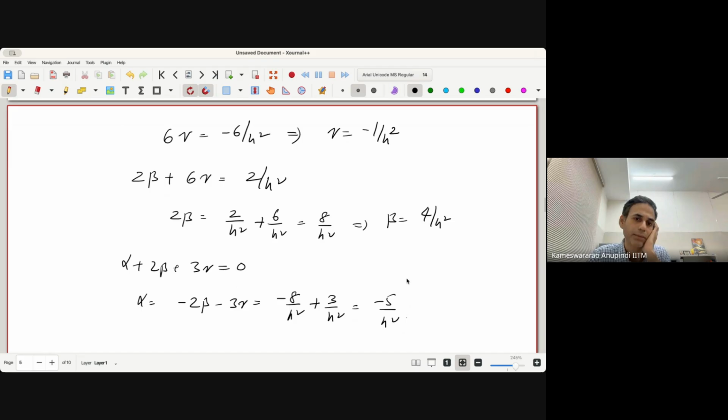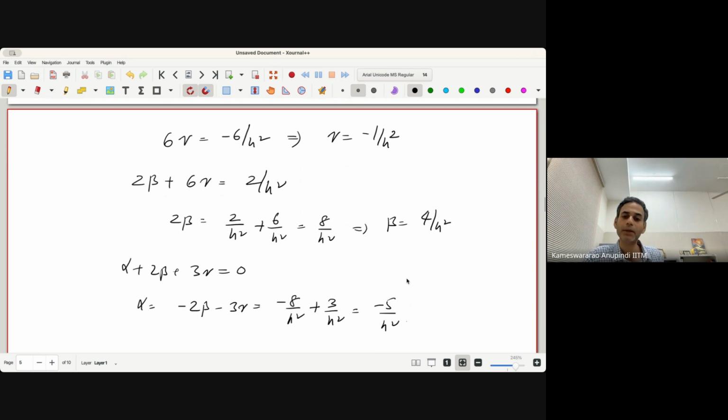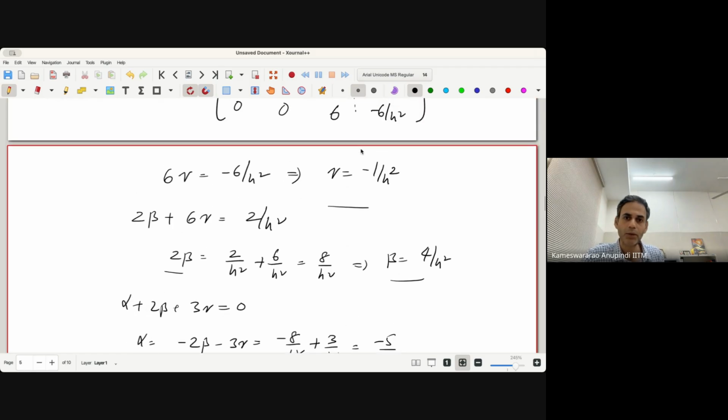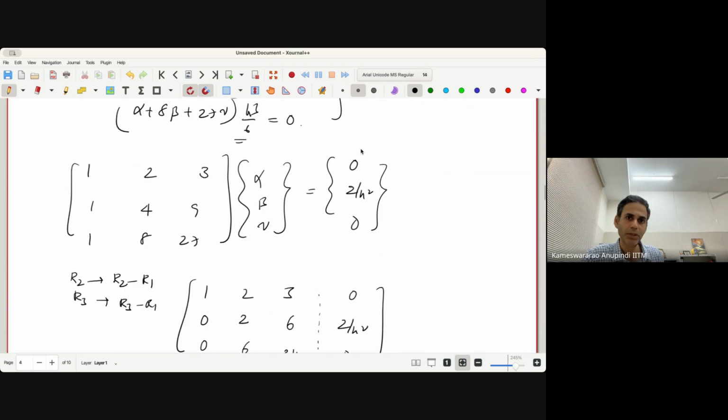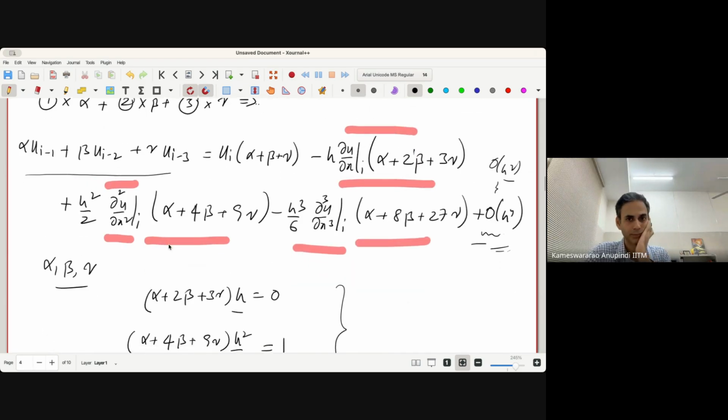Is this correct? Okay, let's see. So we got alpha, beta, beta and gamma. Okay, so then I can go back and substitute into this equation. So on the left hand side, what I have is alpha plus beta plus gamma.